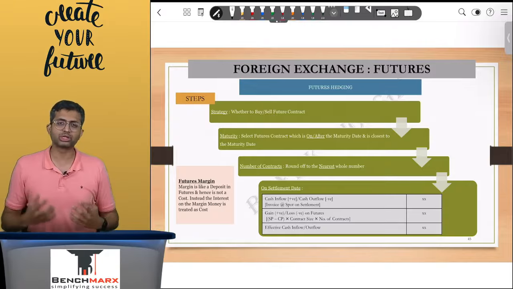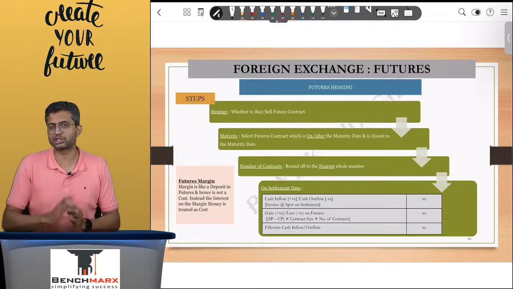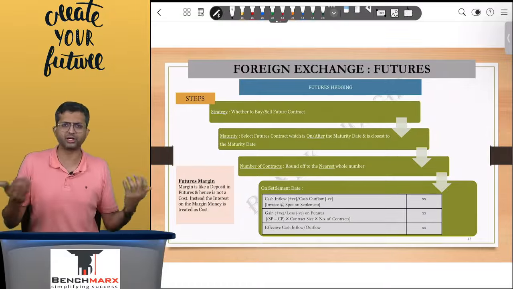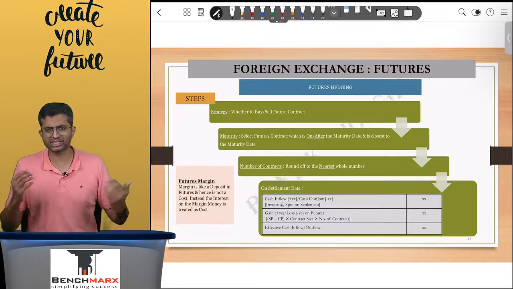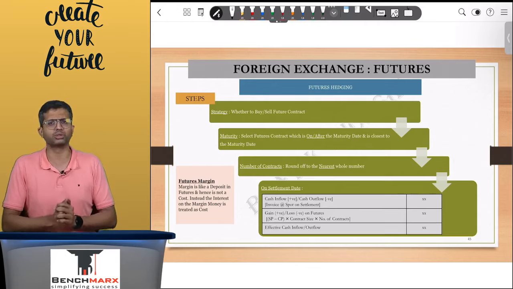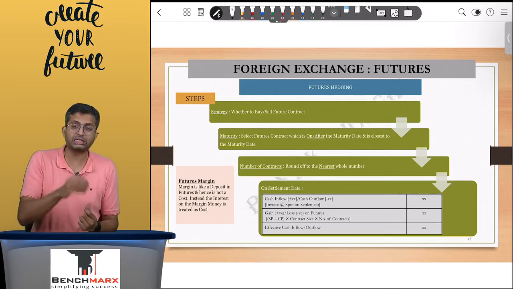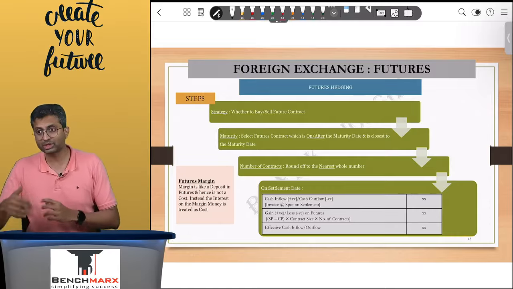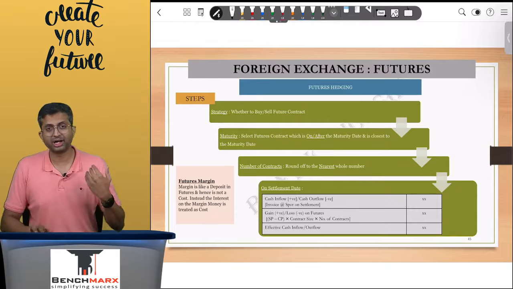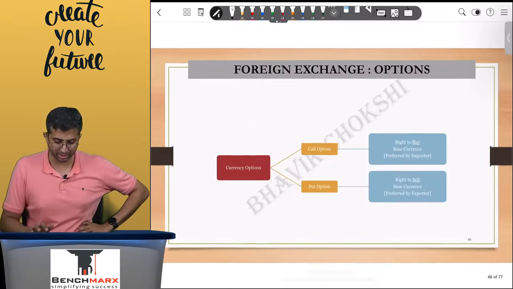In certain futures questions, you might also get a futures margin. A futures margin is a deposit that has to be paid, and the deposit is not a cost, because the deposit will be refunded back. If there's no gain, no loss, it is refunded. If there's a gain, along with the deposit, you will also get the gain. If there's a loss, the loss will be adjusted from the deposit. But that margin is not a cost. Then what is the cost? The interest that you will forego because you kept the money in the margin will be a cost. So forwards don't carry a margin, but futures can sometimes carry a margin.